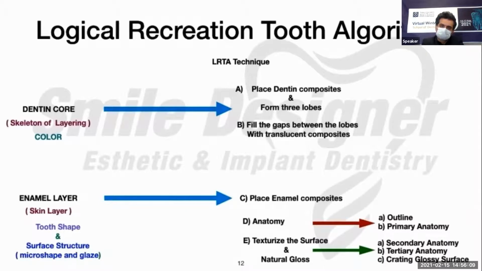As I mentioned earlier, in the dentin area, there are different translucencies in mesiodistal and buccolingual dimensions. And the enamel layer defines the value, the shape and the texture of the tooth. This algorithm or framework is a good guide for tooth reconstruction.